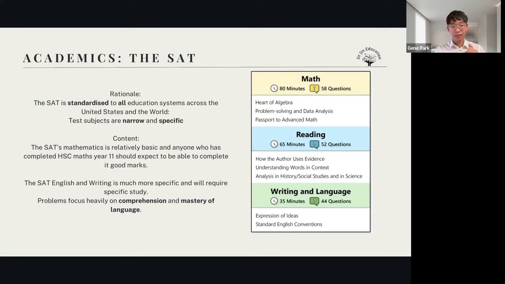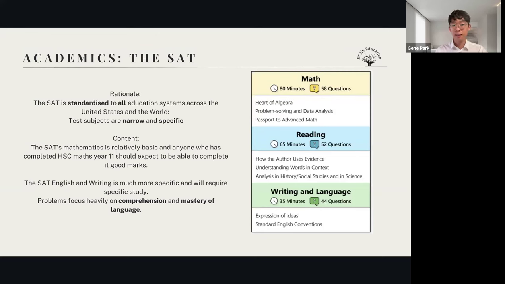Now, as for the mathematics, it's relatively basic, and most people who have completed HSC Maths Year 11 should expect to be able to complete the SAT mathematics section with good marks, and very good marks with some practice. For example, by far the most complex concept that you'll come across in the SAT is going to be inscriptions in circles, and pretty much every problem in the math section you should be able to solve, if you have the correct method, in under 20 seconds. So the mathematics is not difficult at all, though the difficulty does lie in having to be very fast and precise.